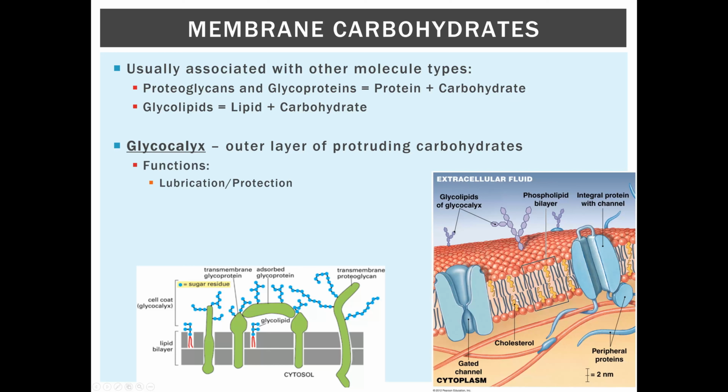The glycocalyx functions to lubricate and protect the cell. It also can help with the anchoring of the cell to outside structures, which can help the cell with locomotion and moving around. It allows for specificity and binding, so the cell only binds to certain other cells that have the correct carbohydrates on the outside. And this goes back to the idea of these acting as ID tags for recognition.